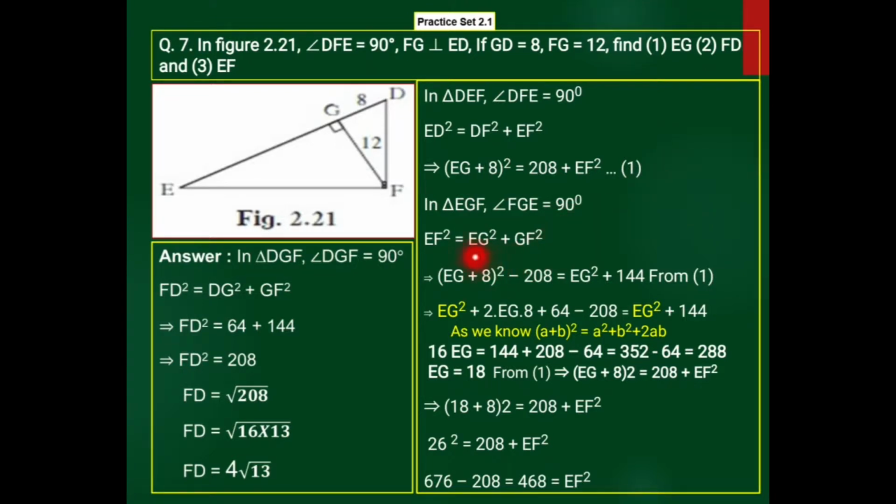Now consider the third triangle. In triangle EGF, this is also a right angle triangle, right angled at G. So we again apply the Pythagoras theorem. EF is the hypotenuse. So EF square equals EG square plus GF square. Now we have the value of GF, that is 12. So we write GF square, that is 12 square, as 144.